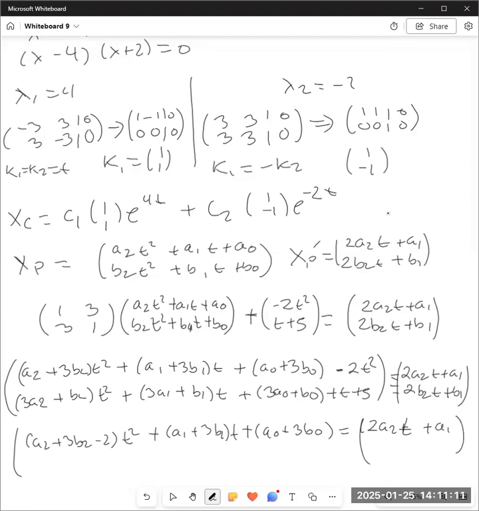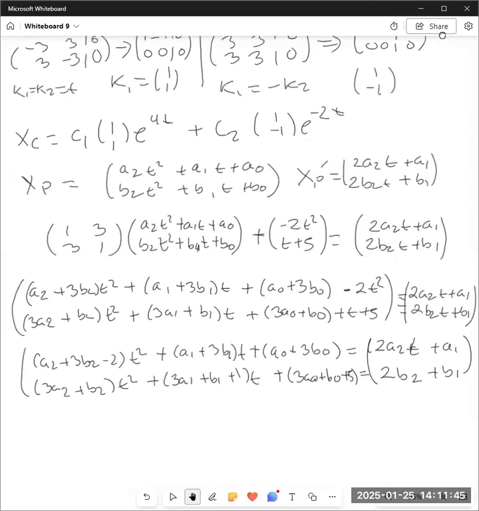And then there's no t squared term here, so 3a2 plus b2 t squared. And then we have 3a1 plus b1 plus 1 t plus 3a0 plus b0 plus 5. And then this is 2b2 t plus b1. So this is a much more complicated system of equations.